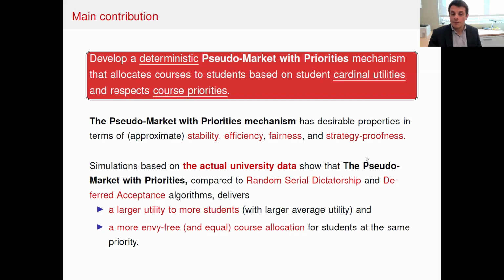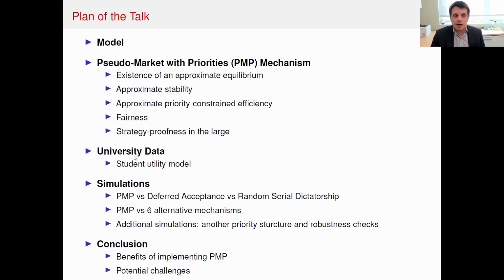Okay. If you don't have any questions, let me proceed and explain in more detail. So this is a plan for the talk. I will talk a little bit about the model. Then I will briefly mention our theoretical results about the preferences of our mechanism. Then I talk a little bit about the university data and talk about simulations.